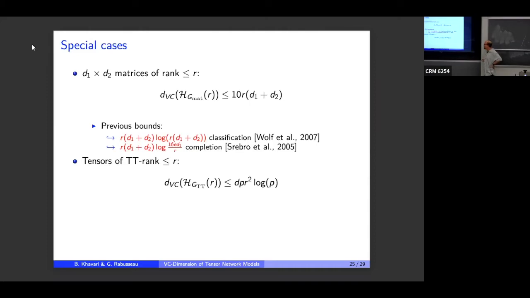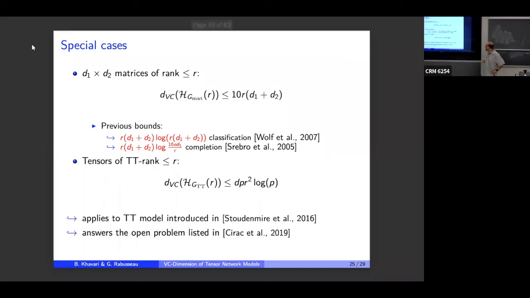And for Tensor Train, here we get a bound again that is about d p r squared, which is the number of parameters. So p is the order of the tensor, d is the dimension, and r is the rank that appears in all the inner dimensions. This bound applies to the tensor train model that I introduced, that was published by Stoudenmire et al. And so this answers the open problem that was listed by Cirac et al. in 2019. So we get an upper bound, but how good is it?